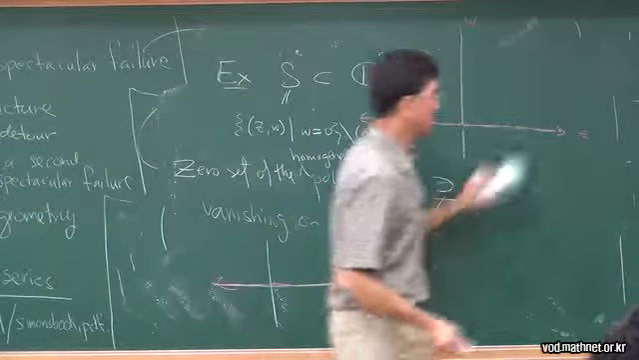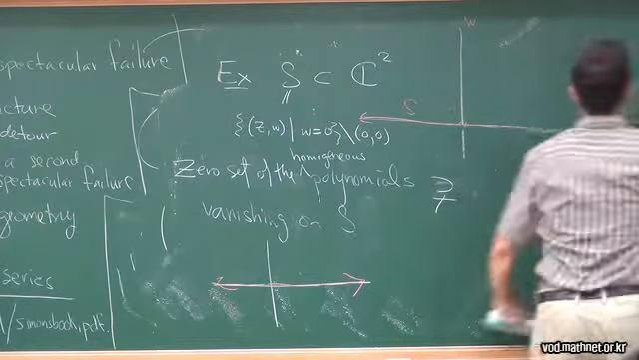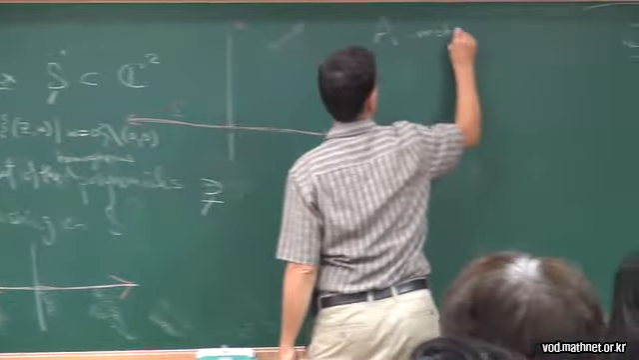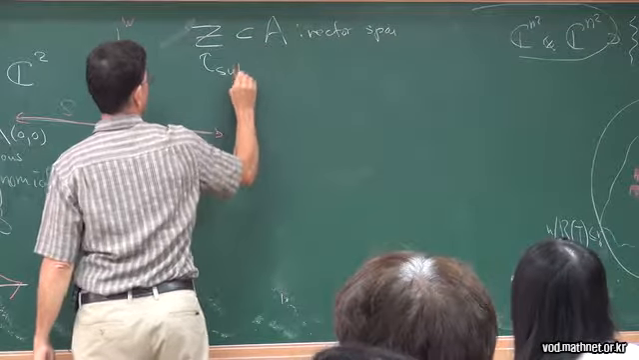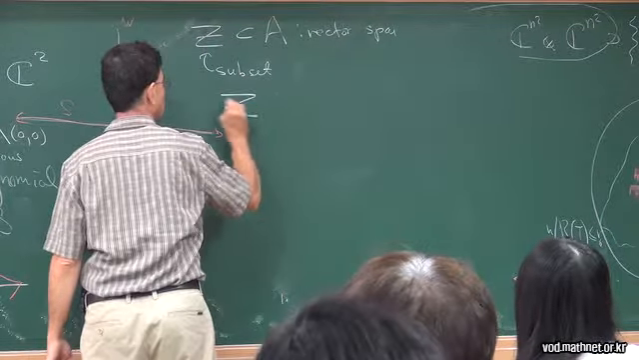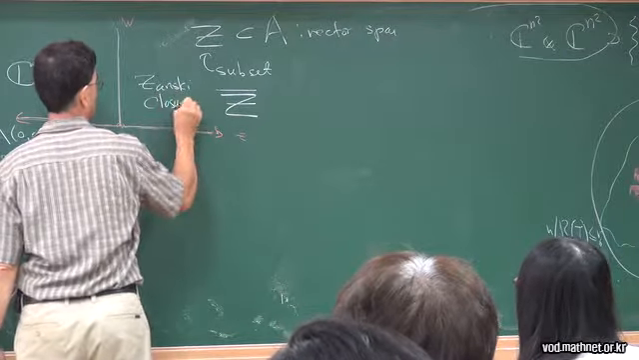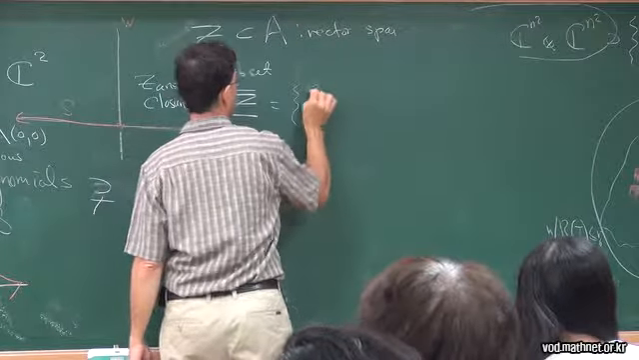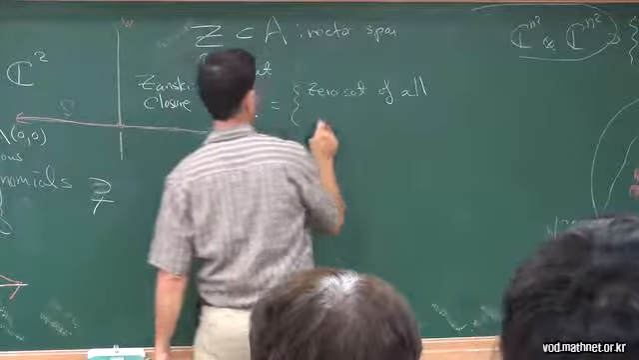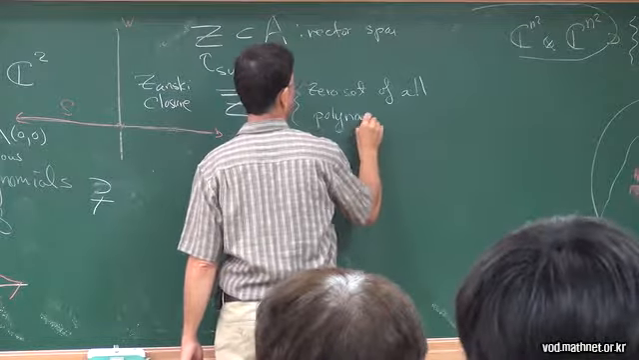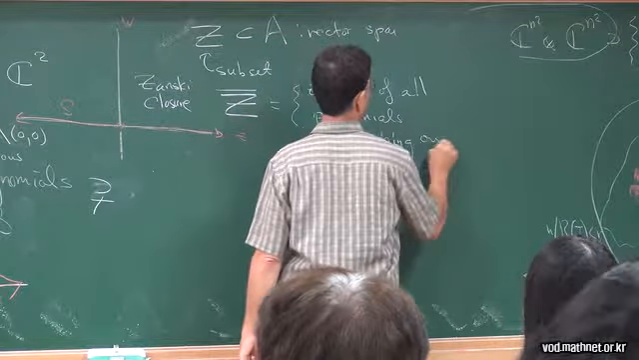So when we have a set, now I have my vector space A, and I have some subset Z contained in A. We'll define the Zariski closure, Z bar, to be the zero set of all polynomials vanishing on Z.